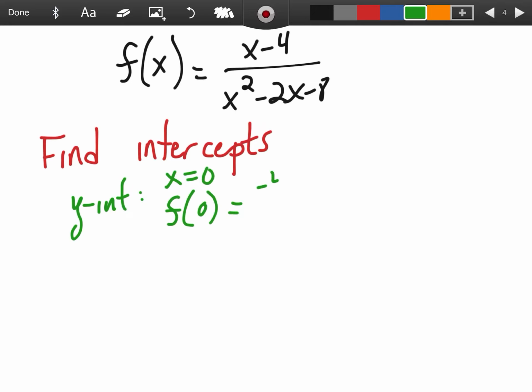In the numerator, I get -4. In the denominator, I get 0 minus 0 minus 8, which is -8. So I get 1/2. All right, that is my y-intercept for this problem: 1/2.